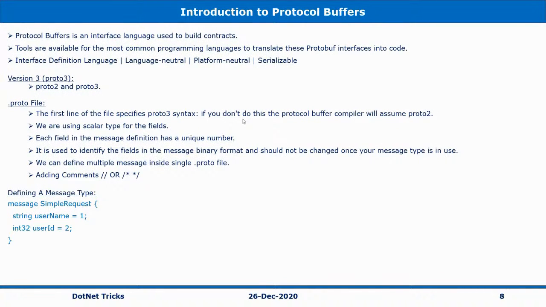Okay, so, introduction to protocol buffers. Protocol buffers is an interface definition language. That language is used to build the contract, and there are a lot of tools available to generate the code, because this interface definition language mentions what the service name is, how many remote procedure call methods it is exposing, what each remote procedure call method is going to accept, and what it is going to send out.